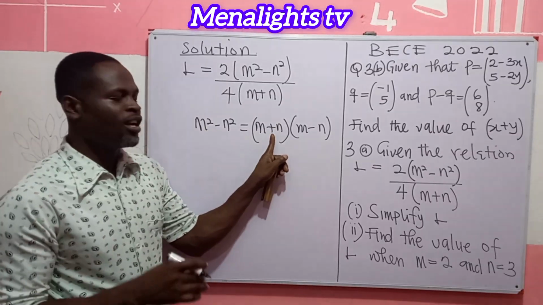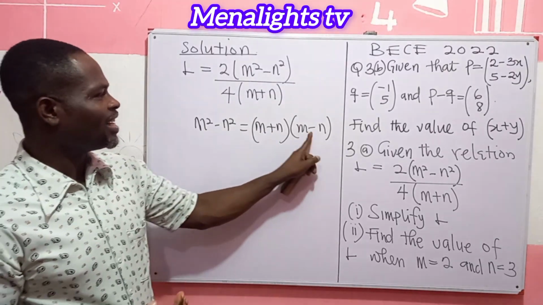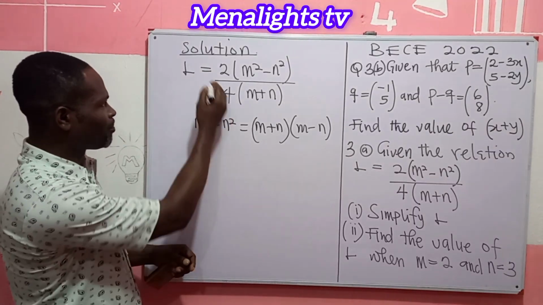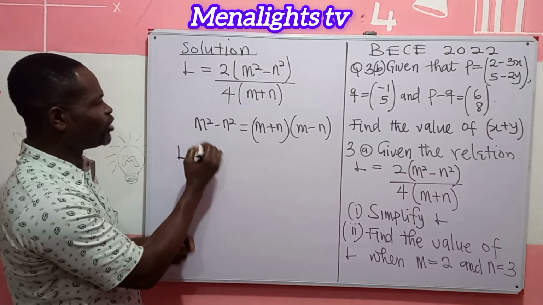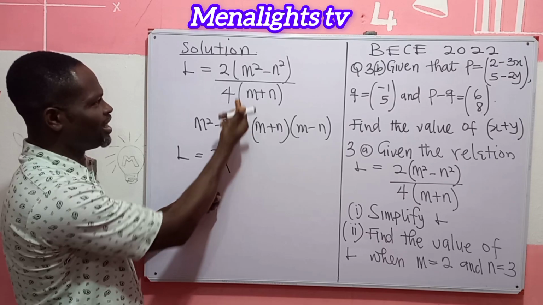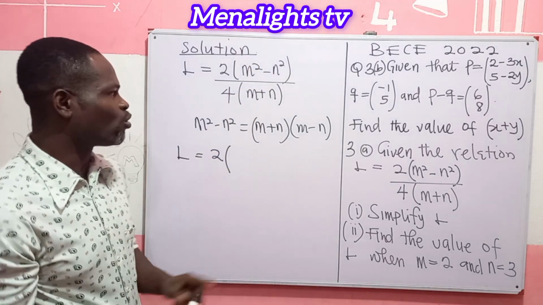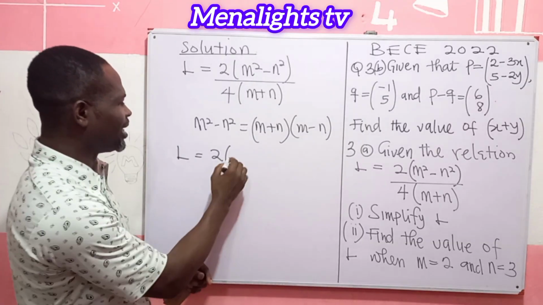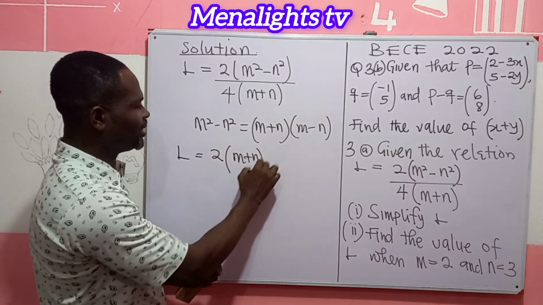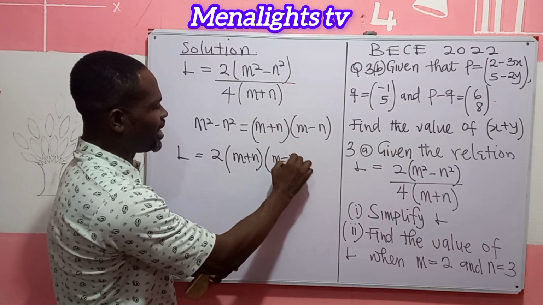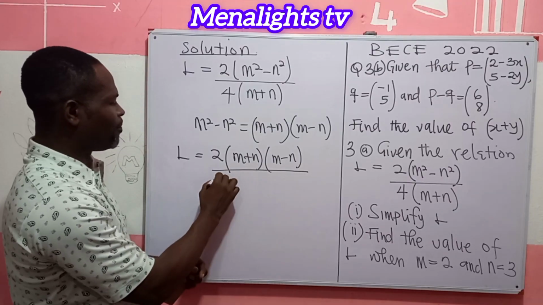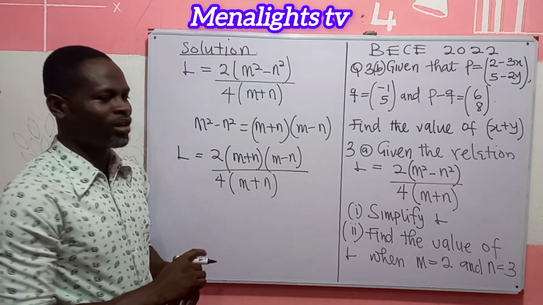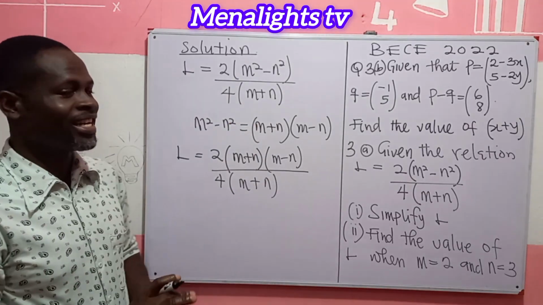So what we have to do first is to put addition there, and the second one you put minus there. So it means that now our L is going to be 2 into bracket, then in place of m squared minus n squared, we put m plus n and then m minus n. So you have m plus n, then m minus n, all divided by 4 into bracket m plus n, as we have it. The one at the bottom, we maintain it that way.